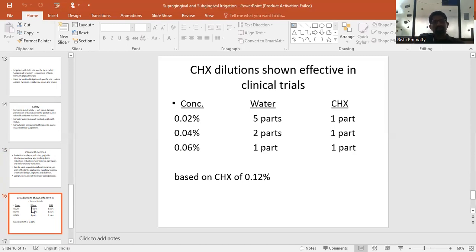To get the concentration of 0.02%, to one part of 0.2% chlorhexidine, you add 5 parts of water. So you get 0.02%. It's based on chlorhexidine 0.12%. To get 0.04%, you add 1 part of chlorhexidine and 2 parts of water. And to get 0.06% concentration, you add 1 part of water to 1 part of chlorhexidine. That is based on 0.12% chlorhexidine.